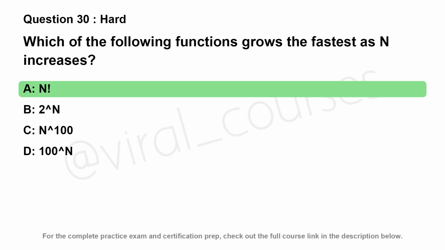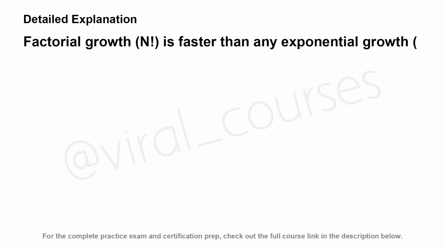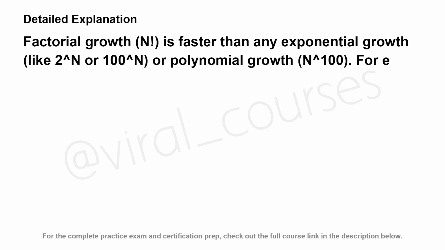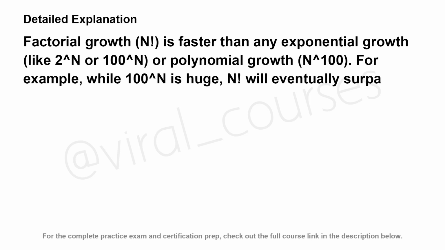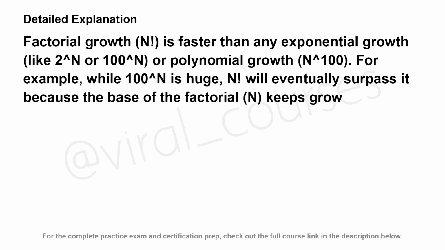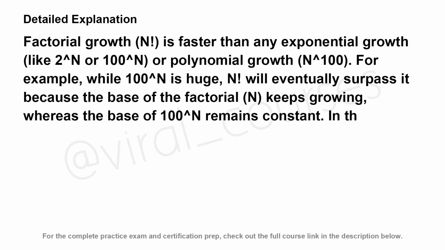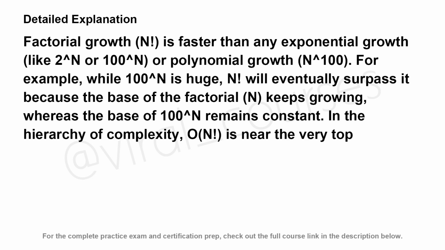The correct answer is A. Factorial growth, n factorial, is faster than any exponential growth like 2 to the n or 100 to the n, or polynomial growth like n to the 100. For example, while 100 to the n is huge, n factorial will eventually surpass it because the base of the factorial, n, keeps growing, whereas the base of 100 to the n remains constant. In the hierarchy of complexity, n factorial is near the very top of slow algorithms.